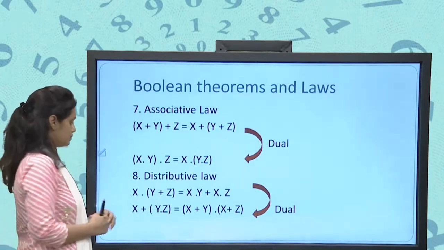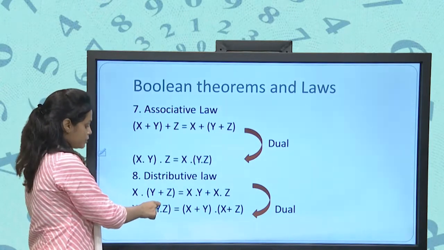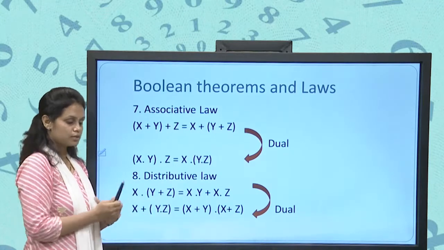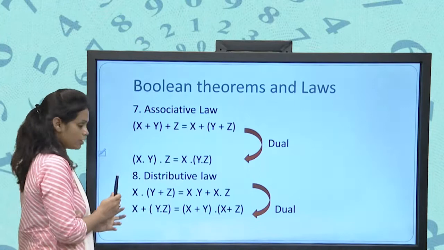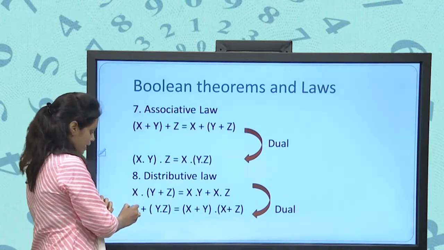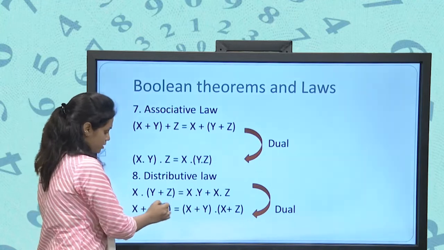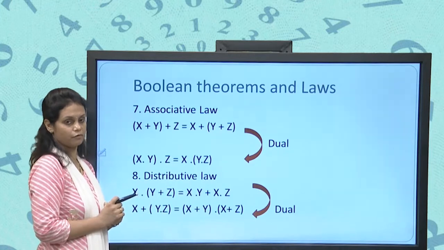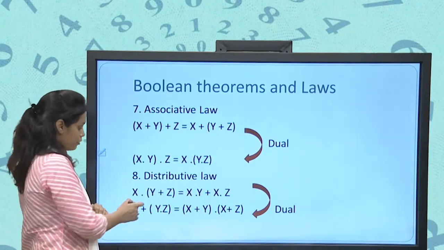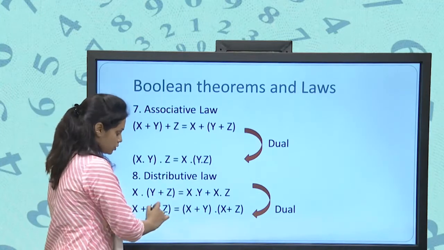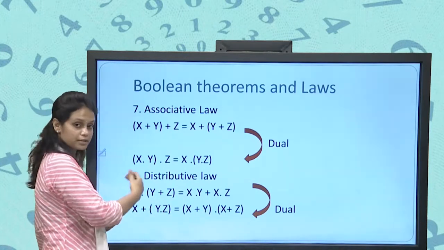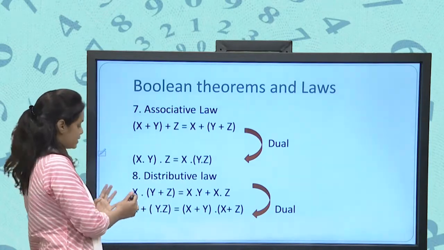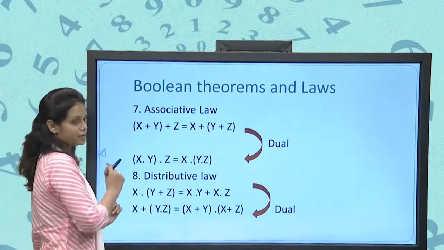Okay, we will see the next case also. What is in the next case? We have x plus y dot z. Now, this is also the distributive law. What will we do first? First, we will do x plus y, dot, x plus z. Fine. In this case, plus is distributive over dot, because plus is outside the bracket on the left side. So, we can say plus is distributive. In the earlier case, dot is distributive.